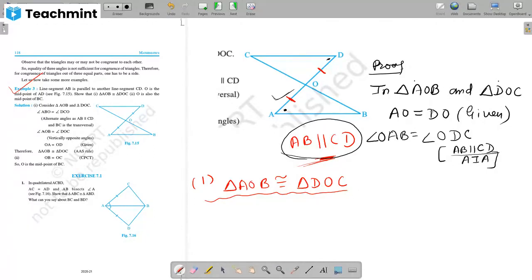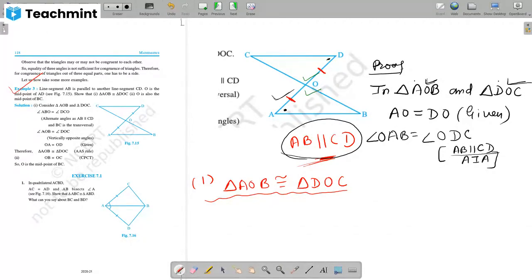Now, we got two things. One pair of angles is equal. Now there is no other side equal. Now let us check whether another two angles or any other angles are equal or not. So any other angle, now see. Yes, ma'am, angle at point O, angle at point O equal. Vertically opposite angles. Very good. These two angles are equal. They are vertically opposite angles.